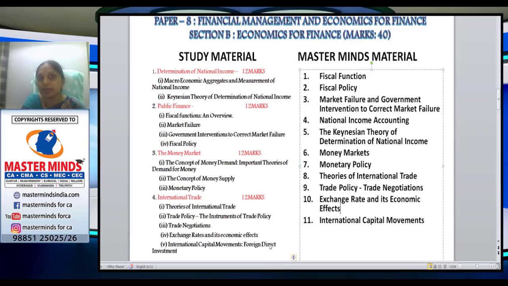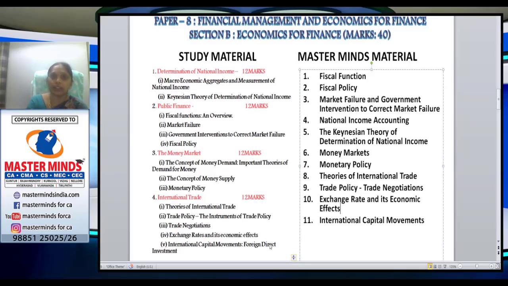The first one is determination of national income, which includes 2 units: macroeconomic aggregates and measurement of national income, and the Keynesian theory of determination of national income. The second chapter according to our board material is public finance. In public finance, again we have 4 units. The first unit is fiscal functions, the second is market failure, the third is government interventions to correct the market failure, and the last one is fiscal policy.